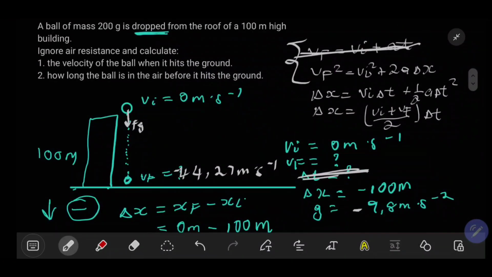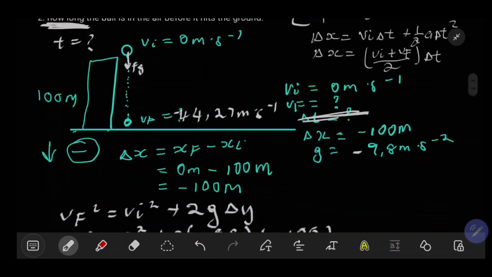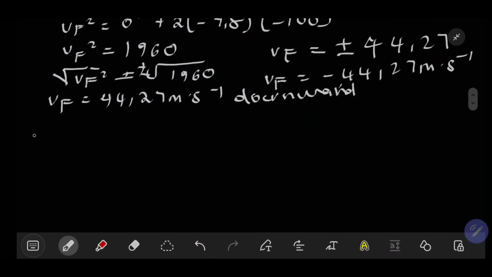Then the second one says calculate how long the ball is in the air before it hits the ground. The how long part. How long does it take to do what? So it means they want what? They want the quantity of time. So we want the time that the ball spends in the air before it hits the ground. So for number two, we are looking for the change in time.